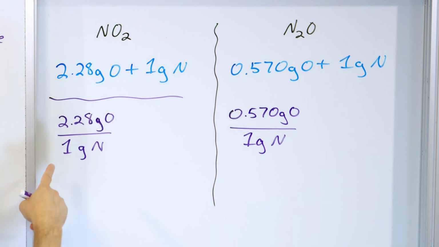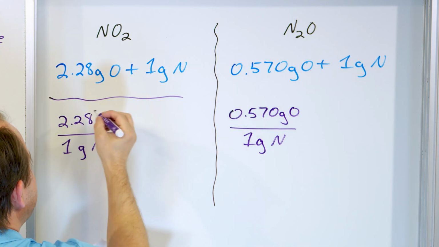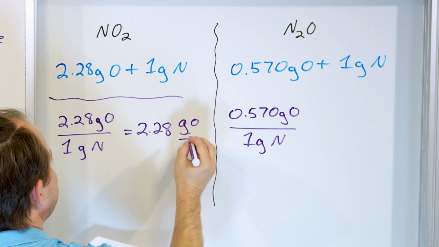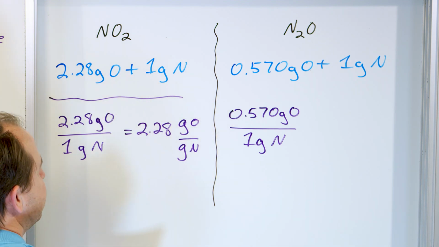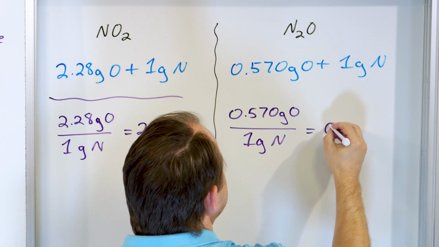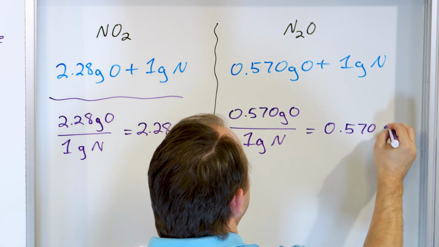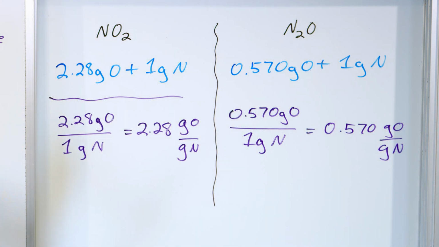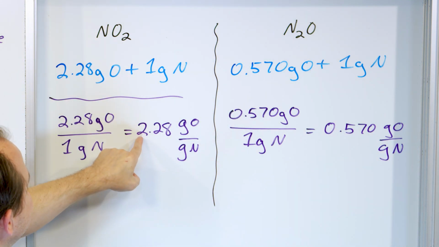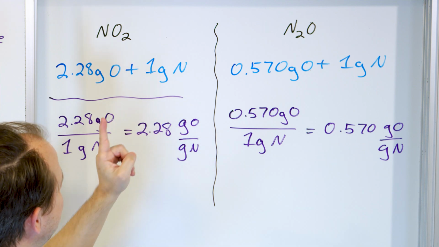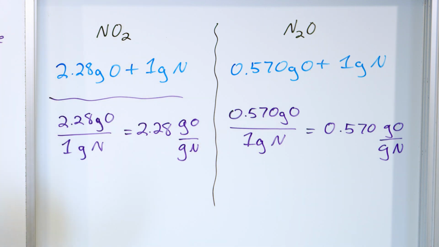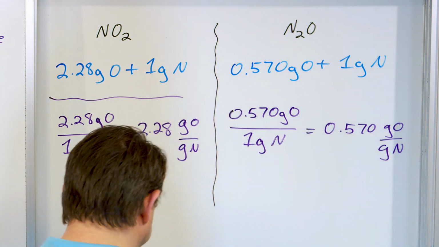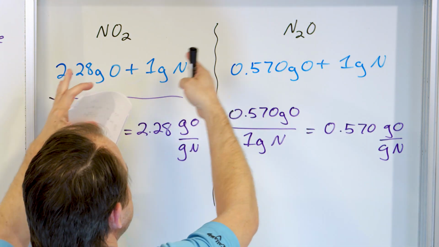Now, this one's easy because there's only a 1 on the bottom. So when you divide it, you get 2.28, and the units are here as grams of oxygen compared with grams of nitrogen. And then over here, you're dividing by 1, so you get 0.570 grams of oxygen per gram of nitrogen. So what this is saying is when you react and make this compound, it's 2.28 grams of oxygen for every 1 gram of nitrogen. That's the ratio. And this is 0.570 grams of oxygen for every 1 gram of nitrogen. So these are the ratios that we have here.